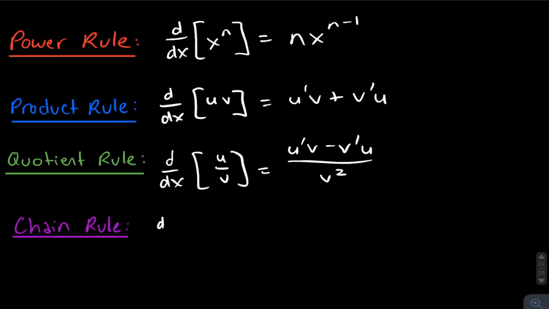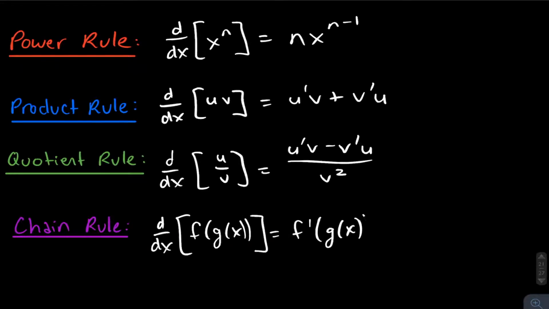And the chain rule, this one's kind of harder to look at. But if you're taking the derivative of f of g of x, it's equal to f prime of g of x times g prime of x. Okay, so those are your 4 rules that you're going to be using a ton when taking derivatives, right? That's how you take derivatives, is you use these rules.